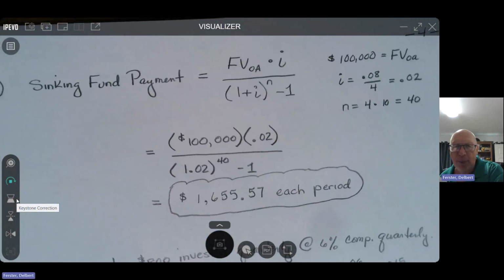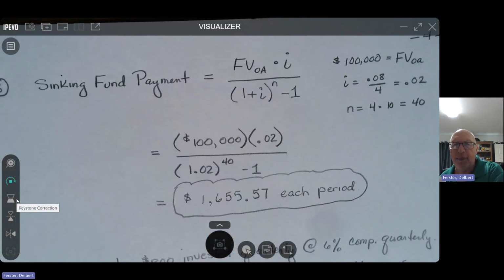Number 8's a pretty clean problem. It just asks for the amount for a sinking fund payment. It's a formula you can reference from notes. You've got the future value of an ordinary annuity times the interest rate, all over 1 plus the interest rate raised to an nth power, minus 1.